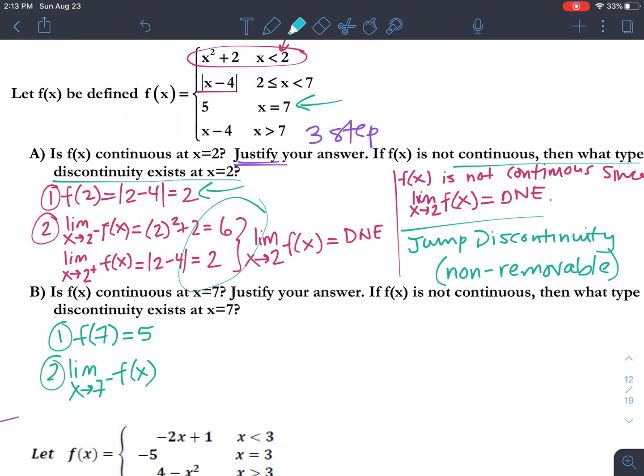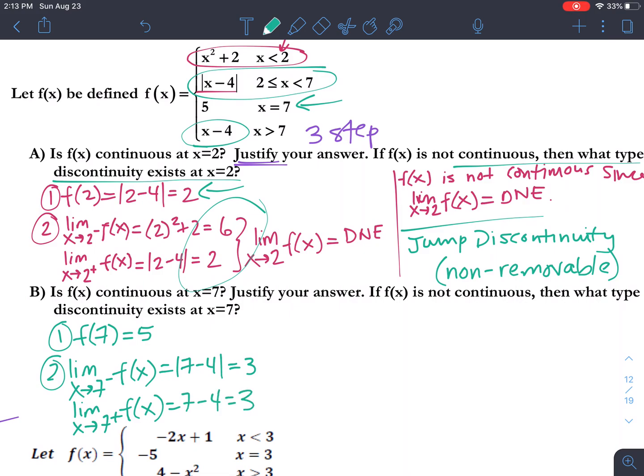Okay, that's going to be this guy right here. So 7, where am I at? 7 minus 4, which is 3. The limit as I approach 7 from the right, that would be this function here. 7 minus 4, which is 3. Okay. Well, this is good news because now we know the limit as I approach 7 in general is 3.